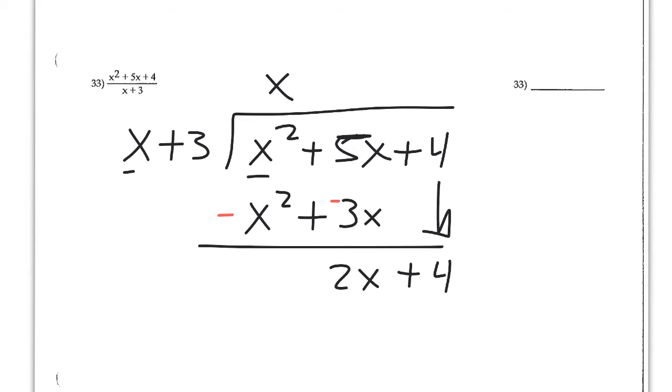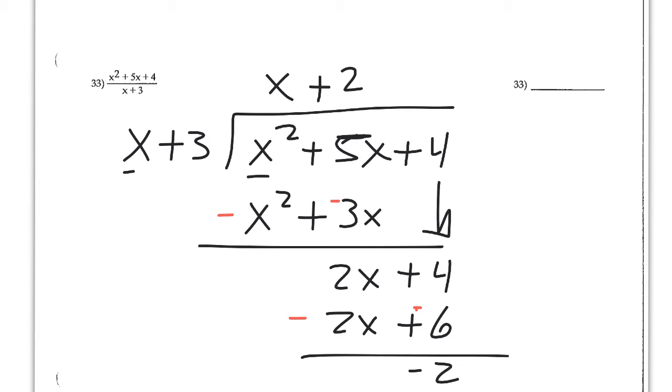Start over, rinse, lather, repeat. What do you take times x to get 2x? You take it times 2, so we're going to put a positive 2 up here. 2 times x is 2x. 2 times 3 is 6. We will change the signs and add down. And we get negative 2 for a remainder.